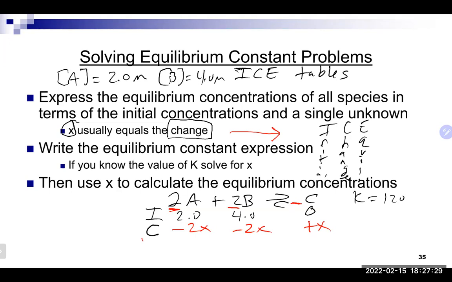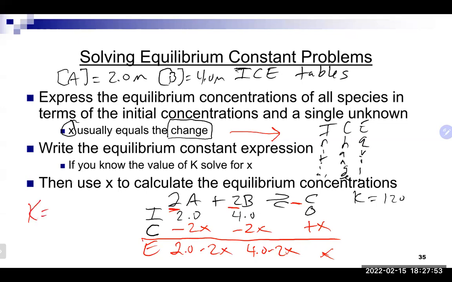At this point, for our equilibrium, we're just going to simply carry everybody down. So this would be 2 minus 2x. This would be 4 minus 2x. And this would be x. Now, what we want to do at this point is actually solve for x. And to do that, we would use the equilibrium expression to do so.